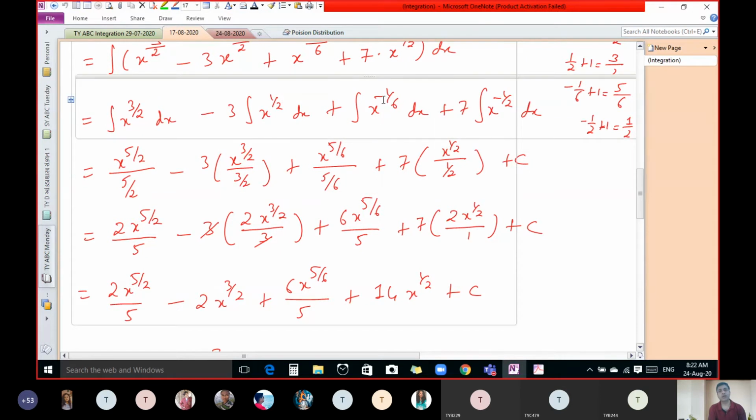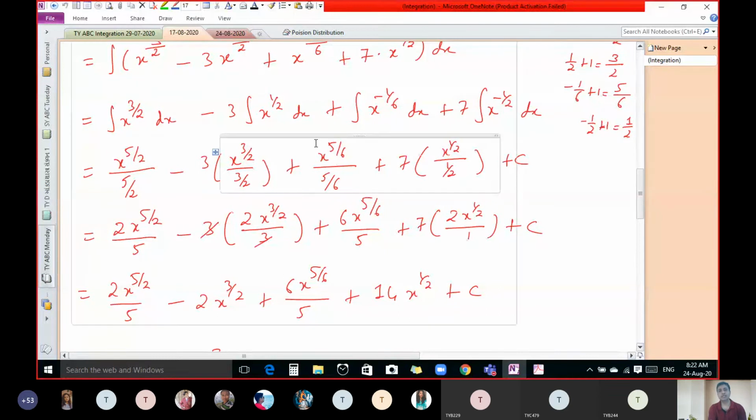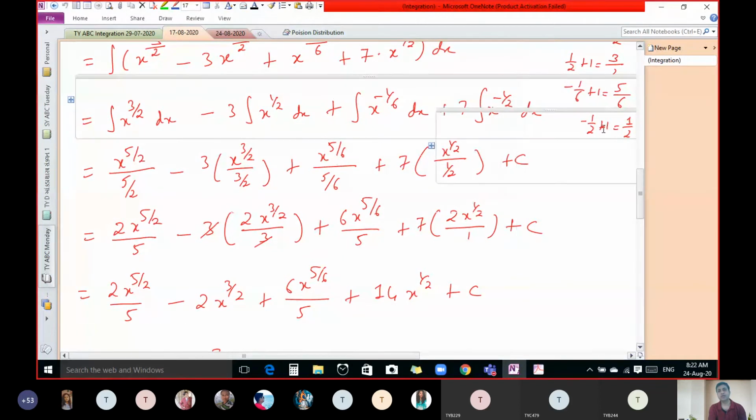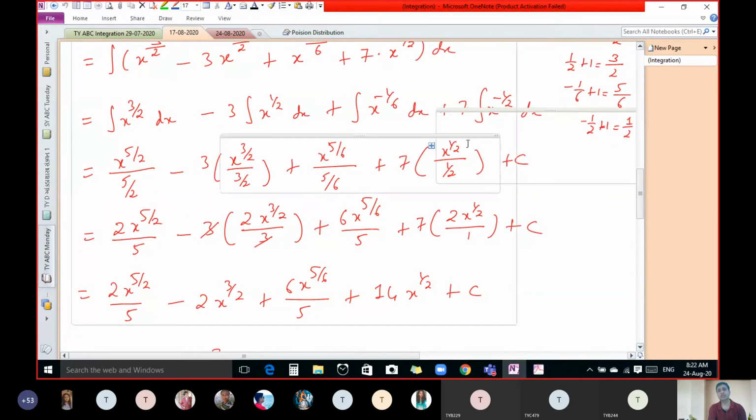Here also add 1. See, minus 1 by 6 plus 1. So take 6 LCM: minus 1 plus 6, that means 5 by 6. So we get x raised to 5 by 6 upon 5 by 6, plus 7 as it is. Here minus 1 by 2, once again add 1. Minus 1 by 2 plus 1: take 2 LCM, minus 1 plus 2, that means 1. So we get x raised to 1 by 2 upon 1 by 2.